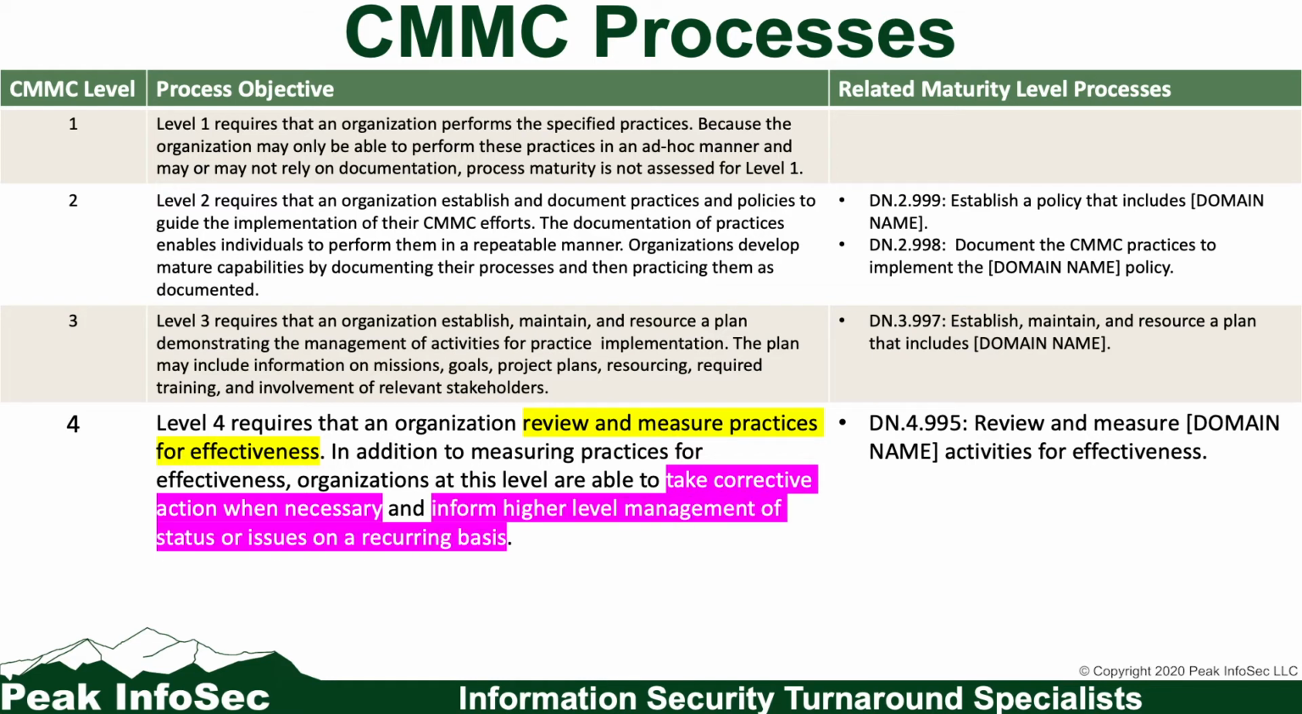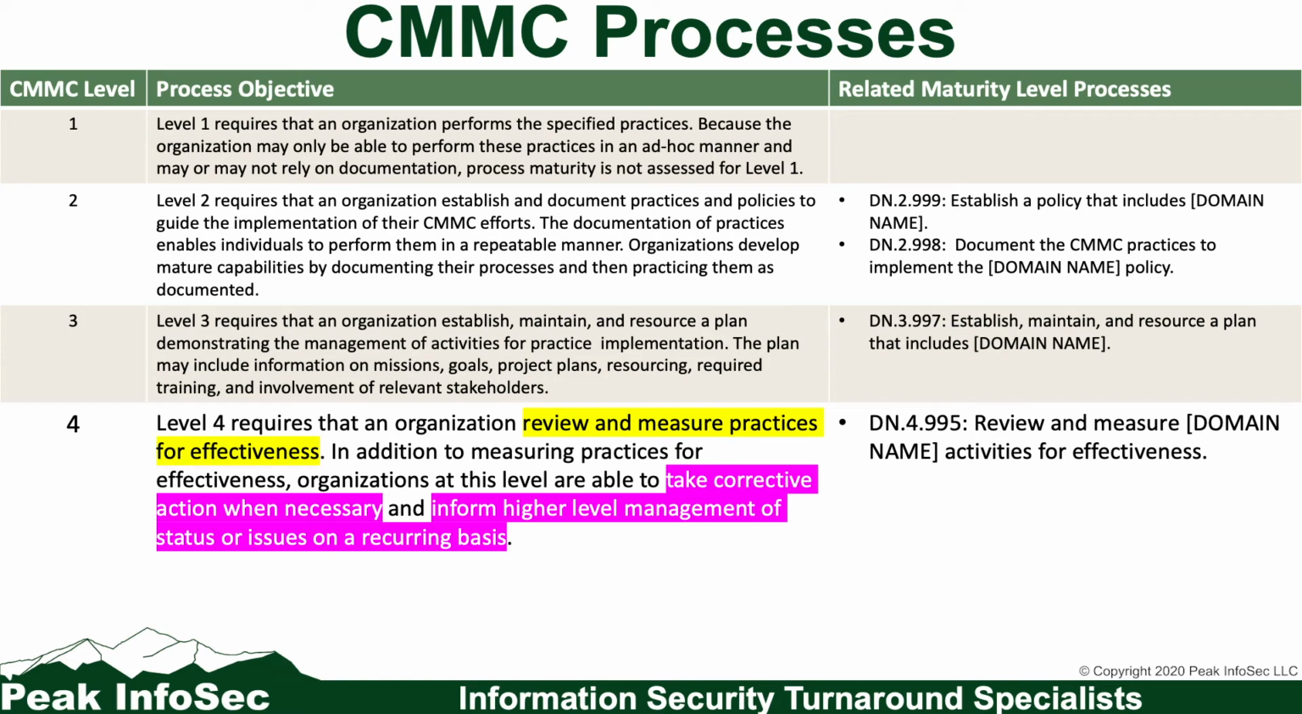When something needs to be corrected, you need to be informing your higher level management, your executive leadership team, on the status of issues on a recurring basis. We recommend standing up an IT steering group that is made up of your executives and/or their executive level representatives that are updated, preferably monthly. Quarterly is okay, but they need to know what is going on. That will be one of the things that I can expect that you'll be evaluated against in performance of this process requirement.